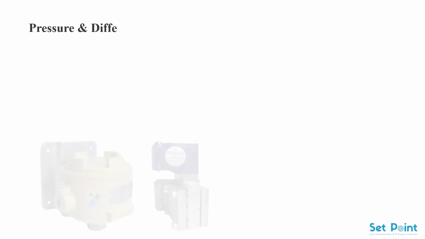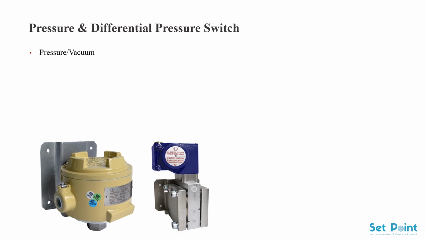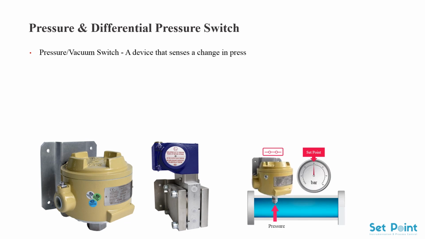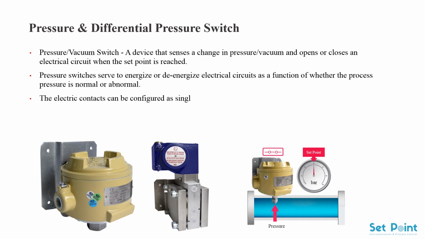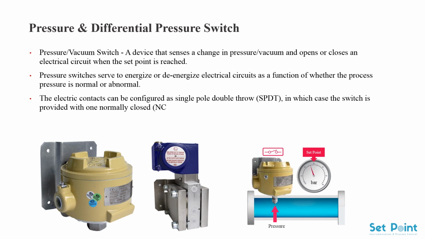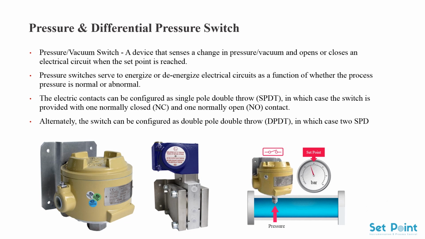Pressure and differential pressure switch. Pressure or vacuum switch, a device that senses a change in pressure or vacuum and opens or closes an electrical circuit when the set point is reached. Pressure switches serve to energize or de-energize electrical circuits as a function of whether the process pressure is normal or abnormal. The electric contacts can be configured as single-pole double-throw, SPDT, in which case the switch is provided with one normally closed, NC, and one normally open, NO, contact. Alternately, the switch can be configured as double-pole double-throw, DPDT, in which case two SPDT switches are furnished, each of which can operate a separate electric circuit.